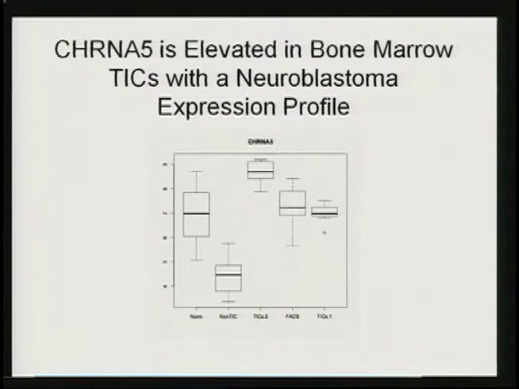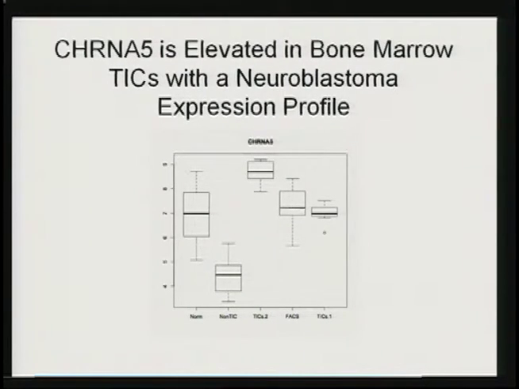And what we compared here is the relative level of expression on a probe that encodes CHRNA5 for normal, this would be the normal sympathetic ganglion. These are cells isolated and propagated in cell culture from bone marrow aspirates that were not tumor initiating. And there are two different types of tumor initiating cells that can be isolated. There's a TIC S2 population and a TIC S1 population. And here are those FACS-sorted cells that Pam just told you about.